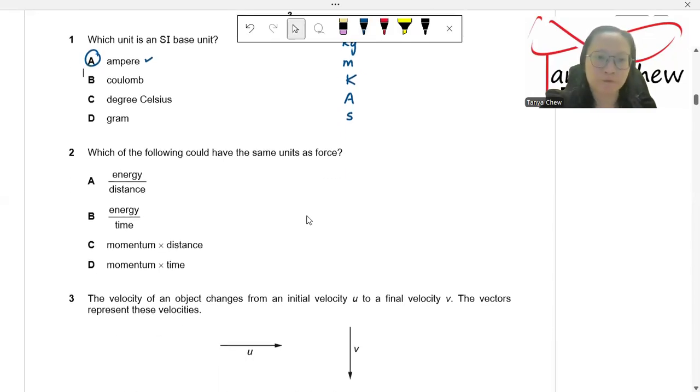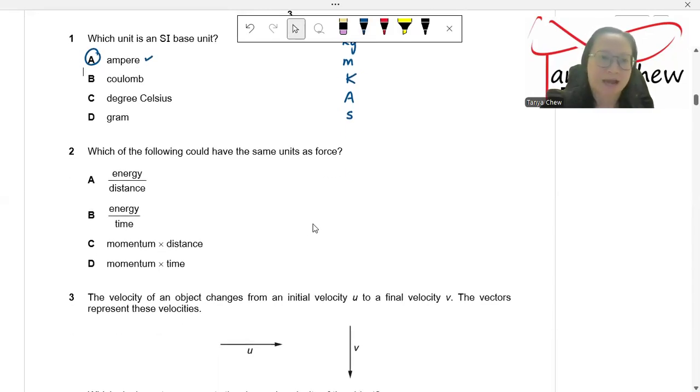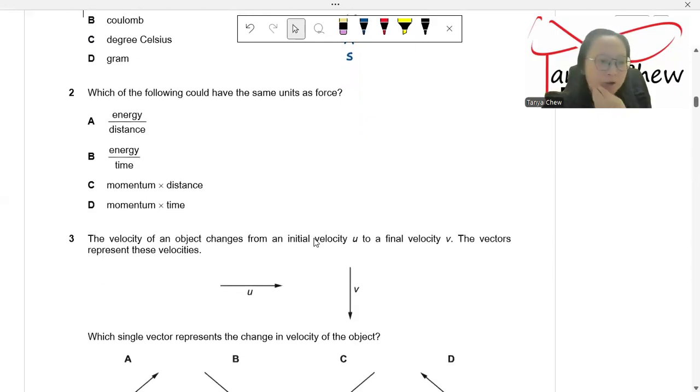Number 2, which of the following could have the same units as force? If you don't want to use the SI base units, you would get the SI base unit of force first, and then do one by one to get the SI base unit of energy, and then of distance, which is more time consuming. Now, there is a faster way in doing so. So how? Let me show you.